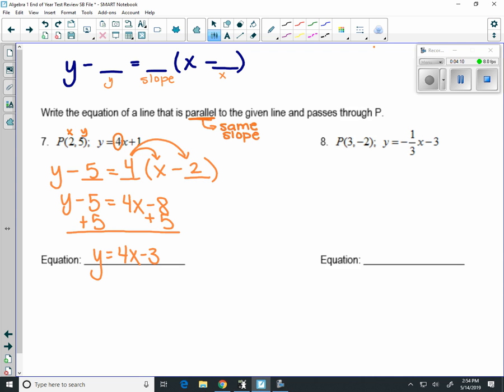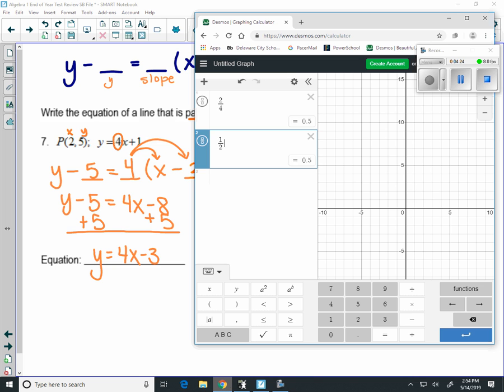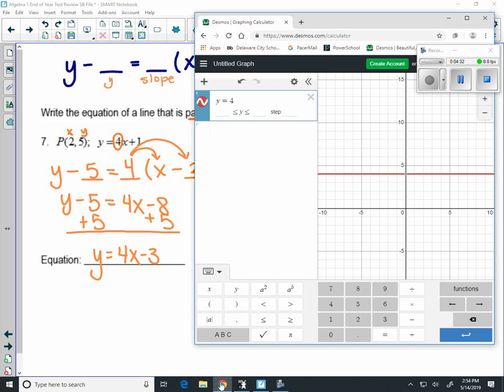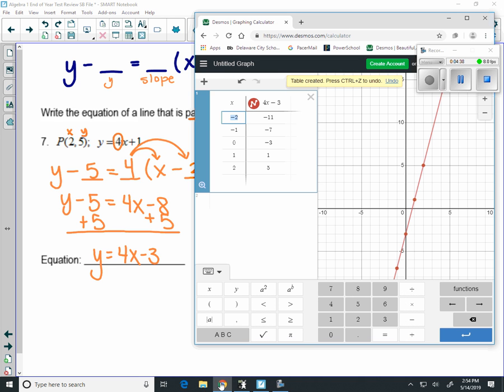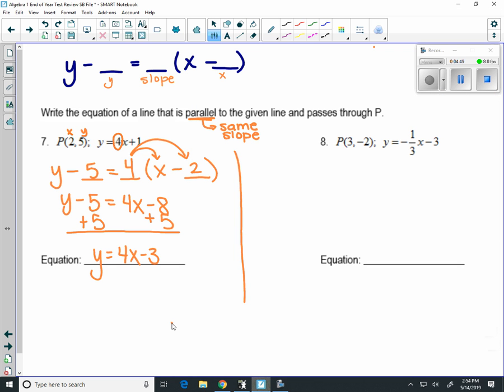Remember that when you're using a video to review, at any time you can fast forward, pause, rewind. That's the kind of beauty of the video that you can't do in class. You can also check this. I'm pretty sure about the slope, but maybe you're not sure that you're going to the correct point. You can put into Desmos y equals 4x minus 3. And you can look at that table and make sure that (2, 5) is in your table, and it is right there. So you have the slope of 4, because that's the number in front of your x. It goes to the point. That's a great way to check your work.